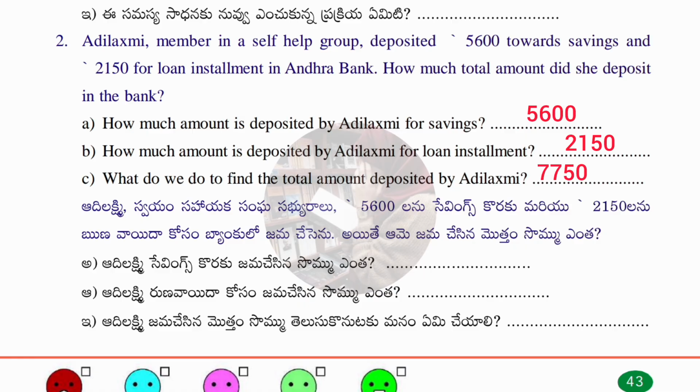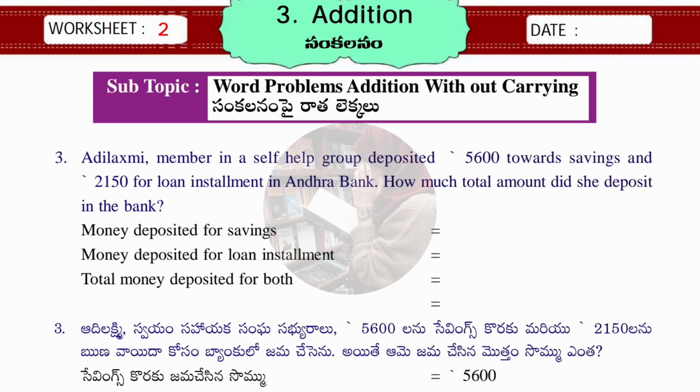Okay. Let's see the third question. What do we do to find the total amount deposited by Adi Lakshmi? Here what we have to do is add both the deposited amounts of savings and loan installment, means 5,600 plus 2,150. It will give the answer as 7,750. Okay, so the answer for this third question is 7,750.